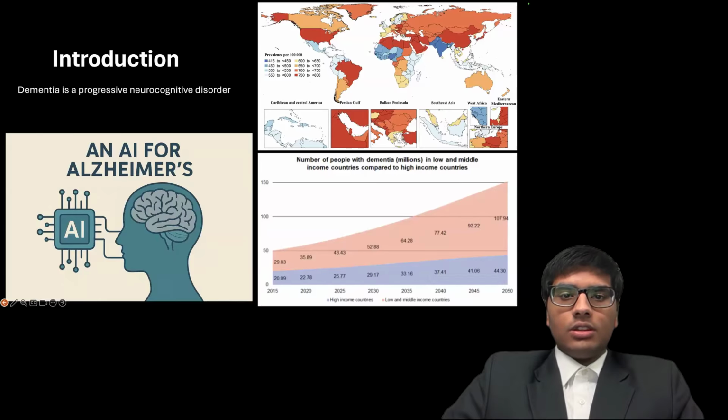Introduction. Dementia is a progressive neurocognitive disorder that affects memory and cognitive function, with Alzheimer's disease as its most common form. Over 57 million people worldwide suffer from Alzheimer's disease and other forms of dementia. This number is predicted to rise to 152 million by 2050. The World Health Organization ranks dementia as the seventh leading cause of death globally and the second in high-income countries.